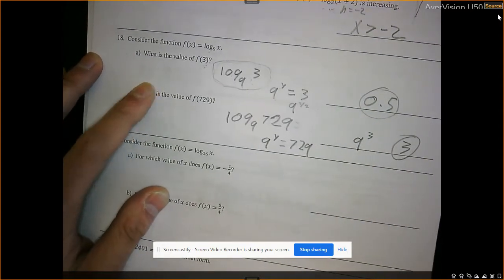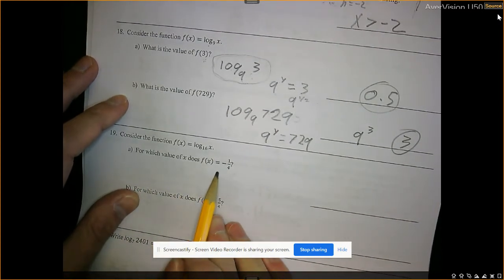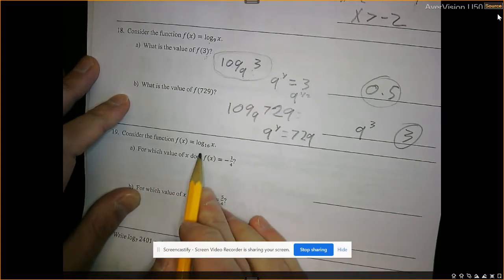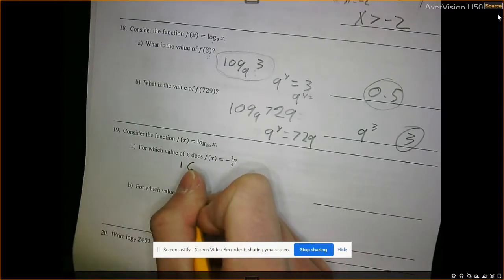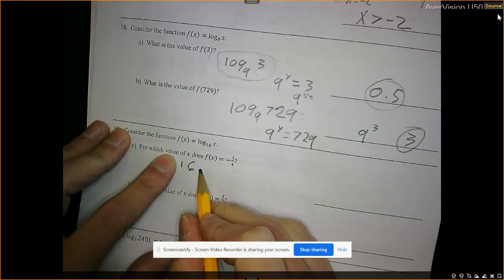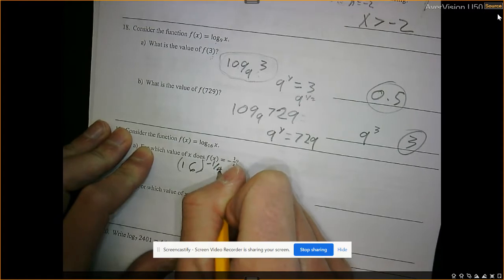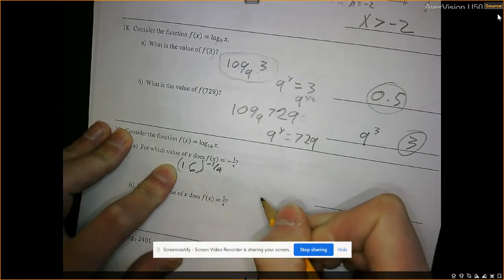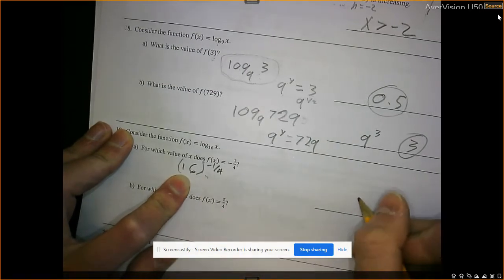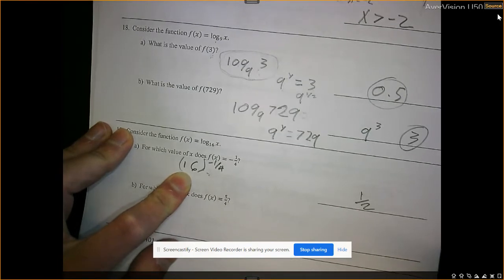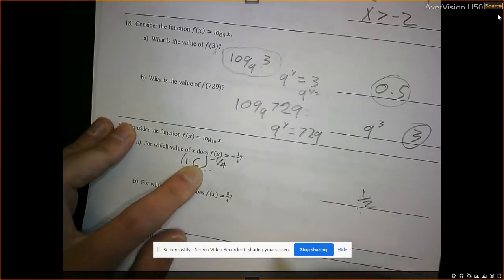From there, now we are going on, and I have, for which value of x does f of x equal negative 1/4? Now, if we are going from there, that means we have to do 16 to the negative 1/4. I can put this into my calculator, 16 to the negative 1/4, that is 1/2, because when you put this in your calculator, that is what you get, 0.5 or 1/2.